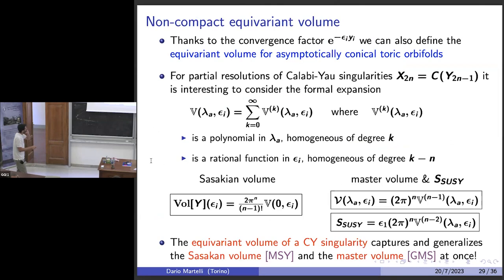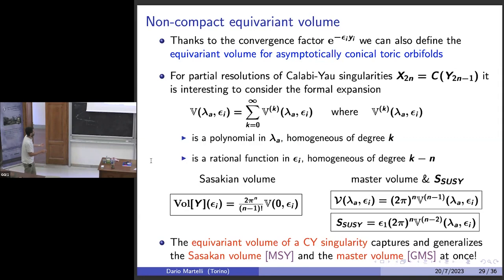You can, for example, consider this formal expansion, this kind of Taylor expansion, but not quite, because each of these terms, V_k, is a homogeneous polynomial of degree k in lambda, but it's a rational function in epsilon, homogeneous of degree k minus one. So this rationality is a feature of the non-compactness. In the compact case, you would see that there isn't anything in the denominator. Everything is a polynomial in the equivariant parameters. So that's a feature, right? And this gives you exactly the order.